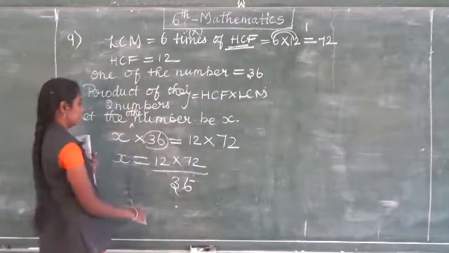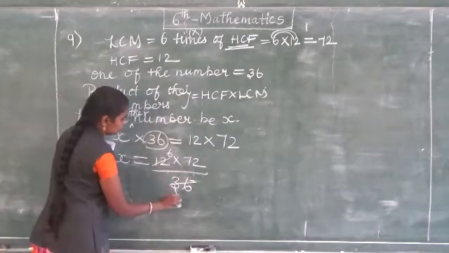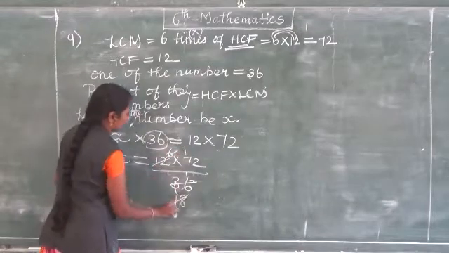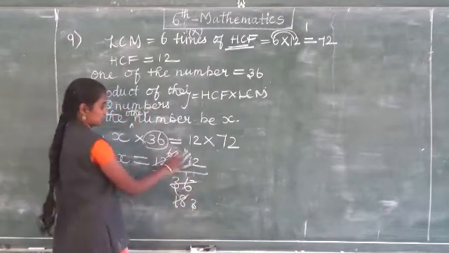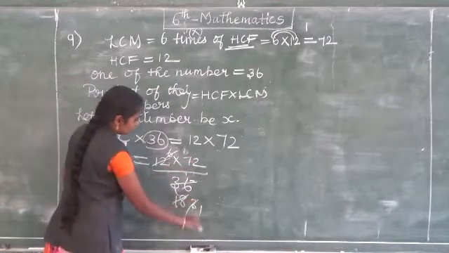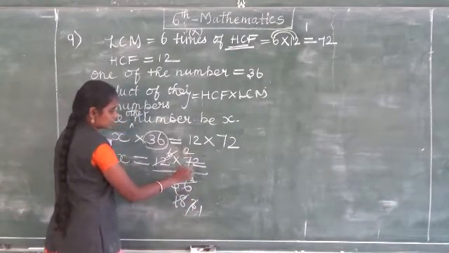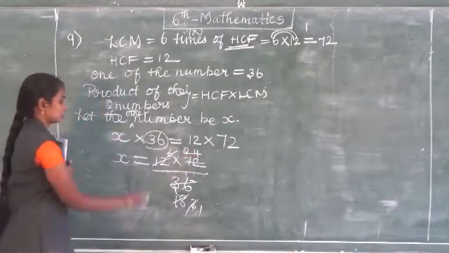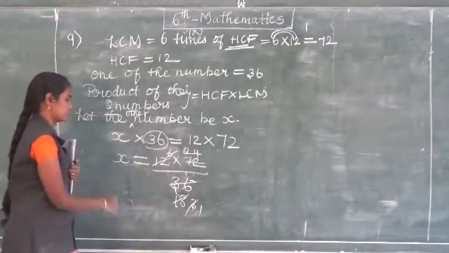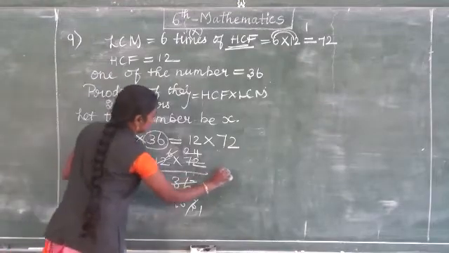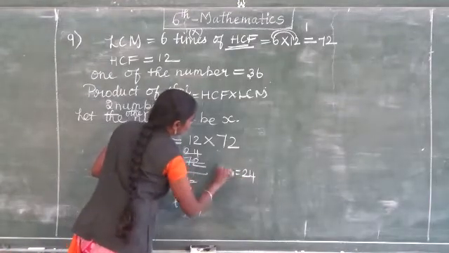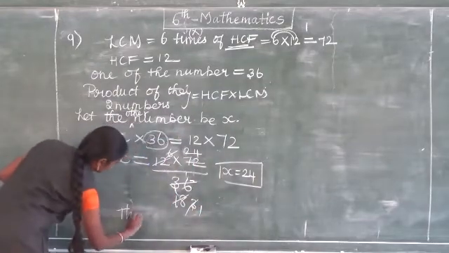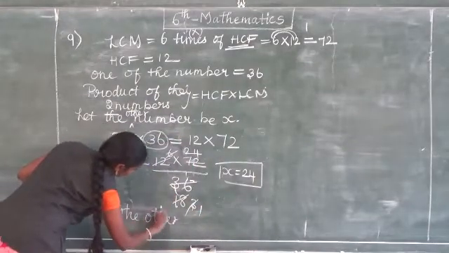Then go by the 2 table, 6 times, 1, 8 times. Then we know the 6 table, 1, 3 times. Then we can cancel here. 3 ones are 3, 3 twos are 6, remainder 1, 4. It became 12, so it is 4 times. So the other number x equals 24. The other number is 24.